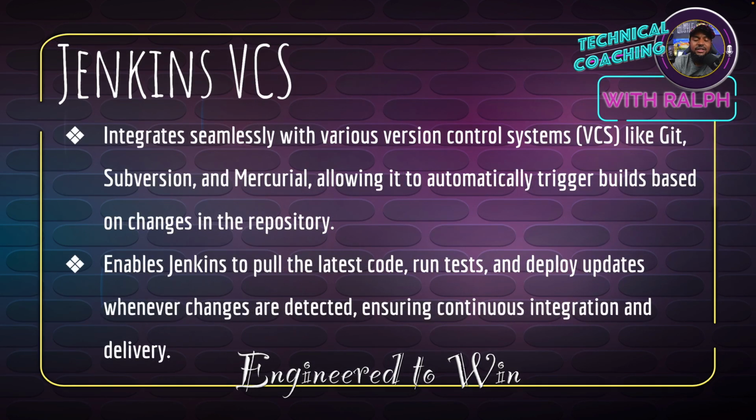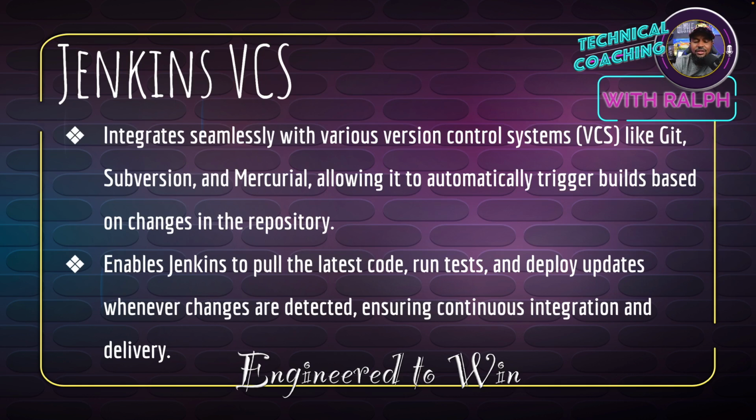All right, so what about Jenkins and version control systems? Jenkins integrates seamlessly with various version control systems like Git, Subversion, and Mercurial, allowing it to automatically trigger builds based on changes in the repository. It also enables Jenkins to pull the latest code, run tests, and deploy updates whenever changes are detected, ensuring continuous integration and delivery. So pretty much, that's what happens.